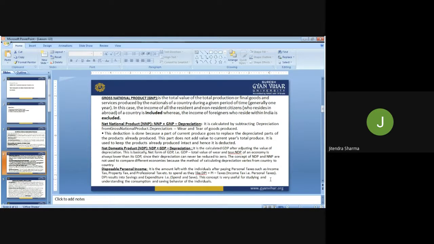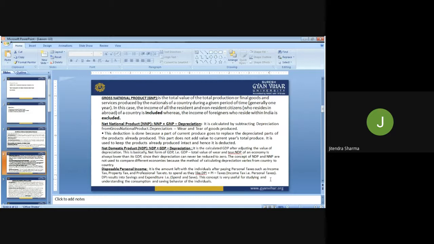Net national income is nothing but GNP minus depreciation. If we reduce the depreciation from the GNP, then what we are calling the net national income, or net national product, is calculated by subtracting depreciation from the gross national product. Depreciation is the wear and tear of goods produced.